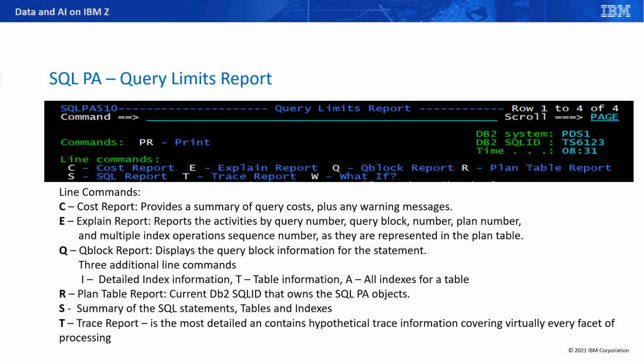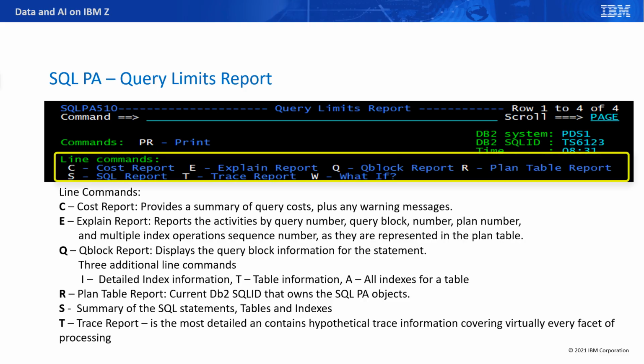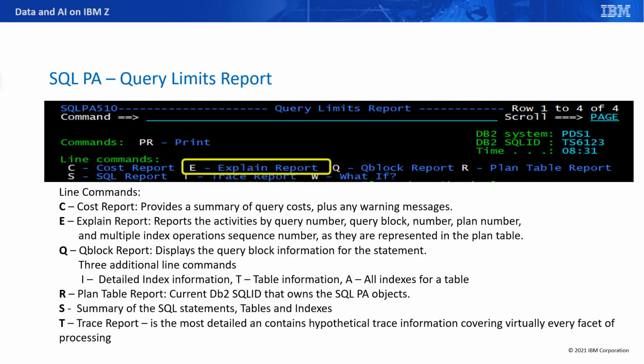Working our way down in the report, you will see line commands. The cost report provides a summary of query costs, plus any warning messages. The explain report is the most utilized report since it reports the activities by query number, query block, plan number, and multiple index operation sequence numbers, as they are represented in the plan table. The query block report displays query block information for this statement. You also find the subqueries or nested queries within the statements.